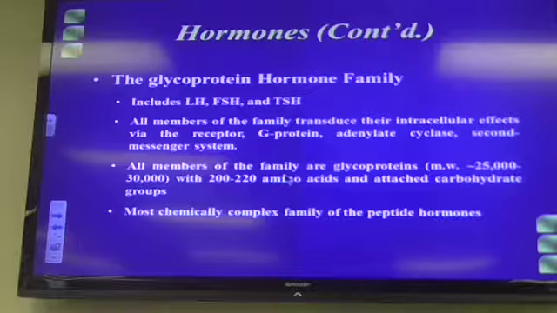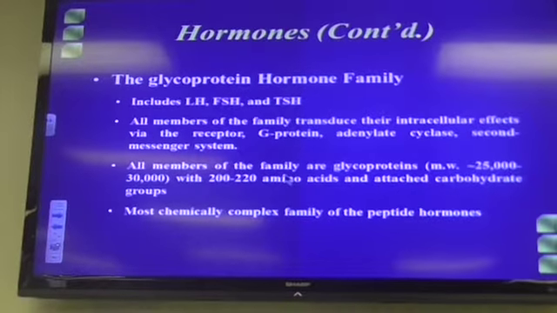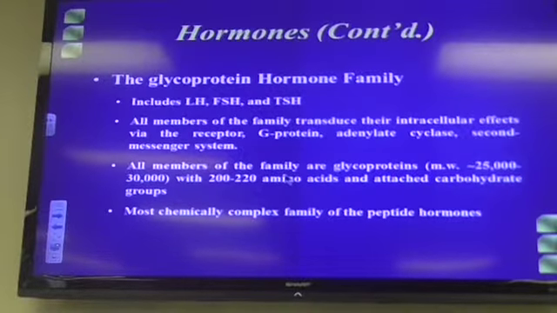But again, where are the receptors for glycoproteins used? Cell membrane surface. Now, what's going to be the site for TSH? Where's it going to go to stimulate? The thyroid, and thyroid follicular cells. Okay. Of course, LH and FSH are going to go to the various reproductive organs and have their sites there.